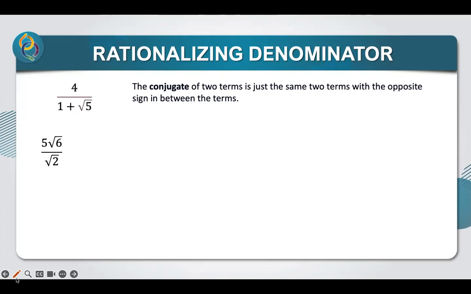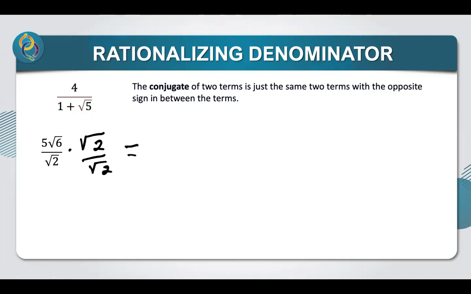So let's try an example once again. I have now 5 square root of 6 over the square root of 2. Please write this in its simplest form. So maybe we can just do this together. What do I do? This one is a single term. What will I multiply? You multiply both the top and the bottom by itself. Good.